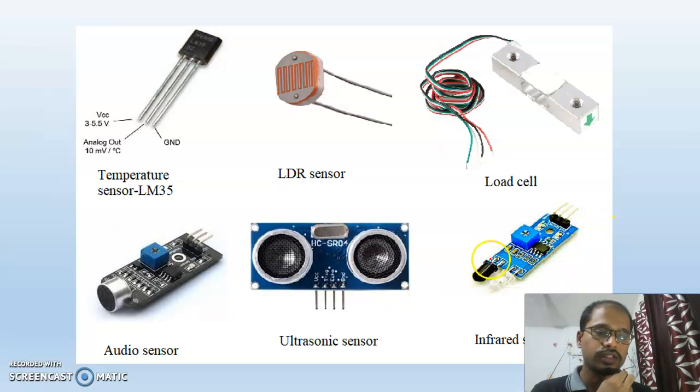This is the infrared sensor, which we can also call the IR sensor, which senses any obstructions in front of the sensor. It will sense those obstructions and give the output signal to the signal conditioning unit. Again there is a transmitter here and another one is the receiver. We can again change the sensitivity from this potentiometer.